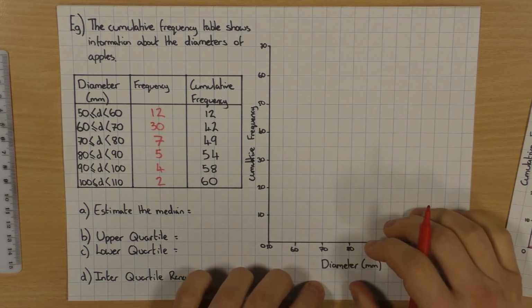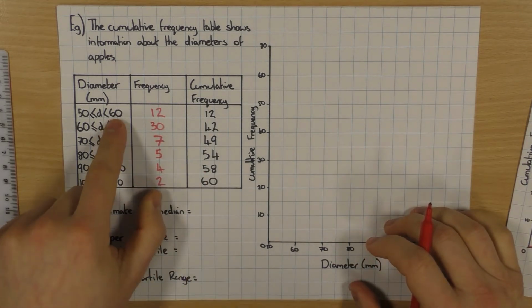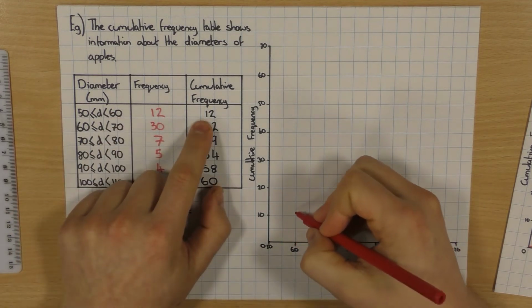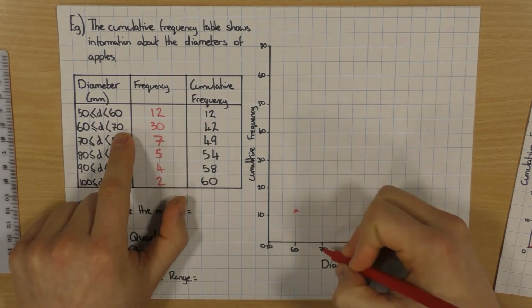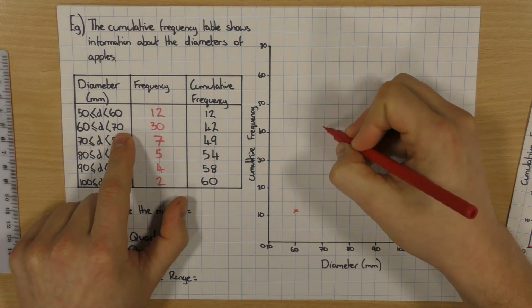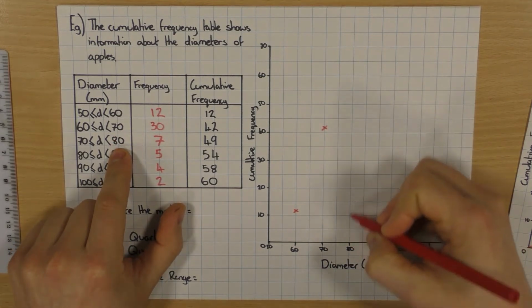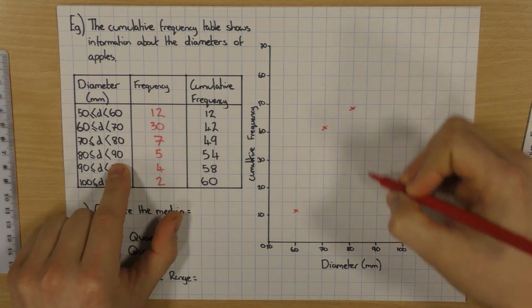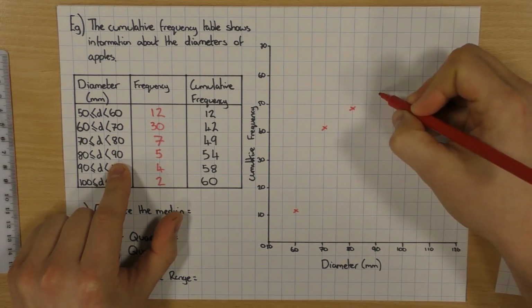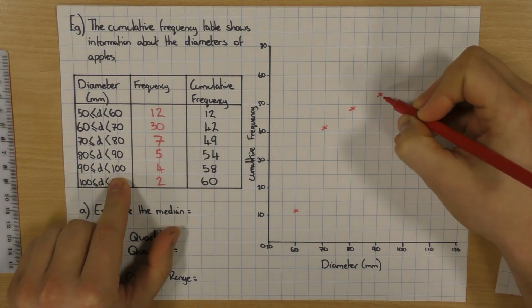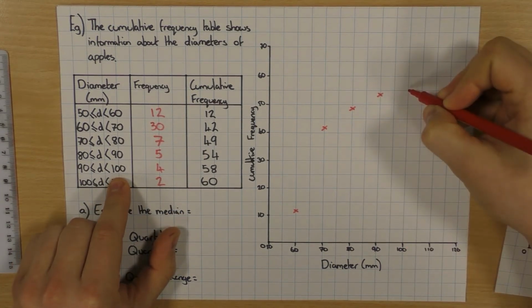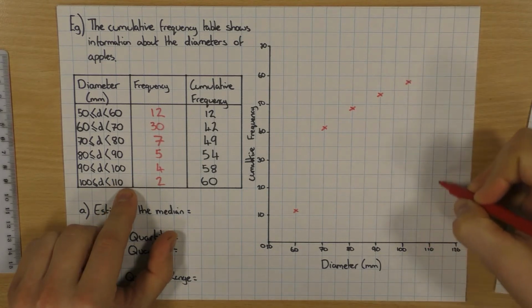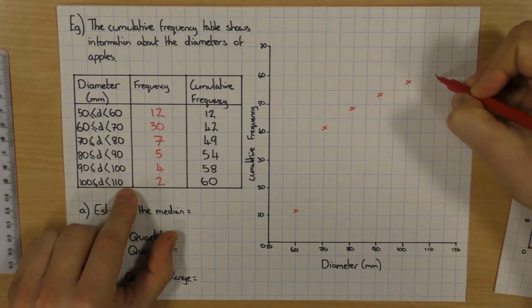And the rest of it was exactly the same as the first example. So remember, plotting the upper bound. So this time it's 60 and 12. 70 and 42, 80 and 49, 90 and 54, 100 and 58, be about there, and 110 and 60.